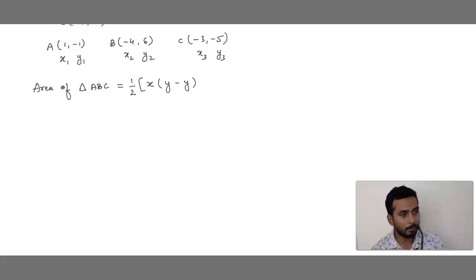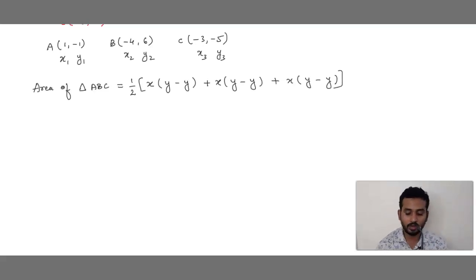Leave some gap between the letters. Again plus x into (y minus y), close the bracket. Again plus x into (y minus y), close the bracket. Close the bracket. Three times we have written x into (y minus y) plus x into (y minus y) plus x into (y minus y). Then this is 1, 2, 3. Again 1, 2, 3. 2, 3, 1. 3, 1, 2. First we have started from 1. Second we have to start from 2. Third we have to start from 3.